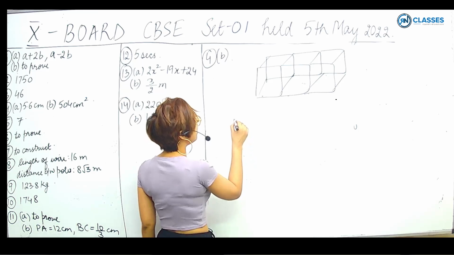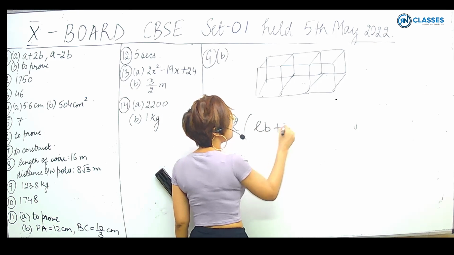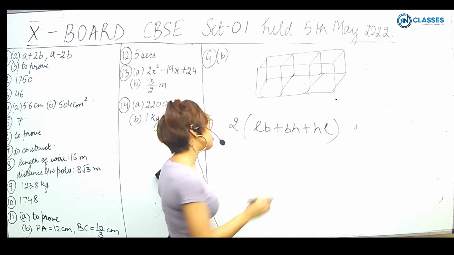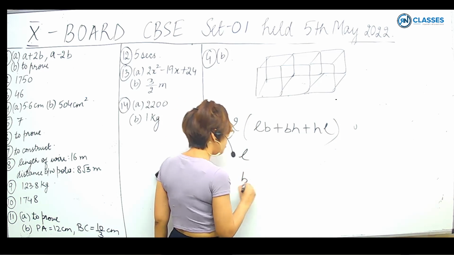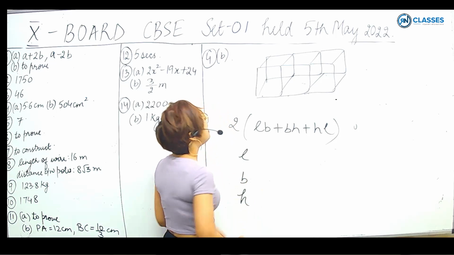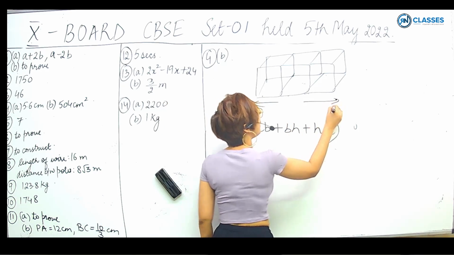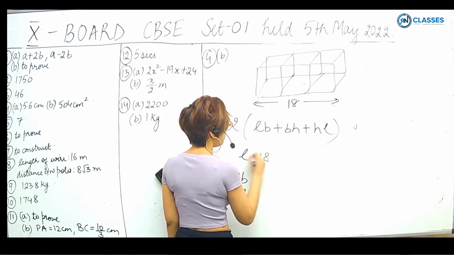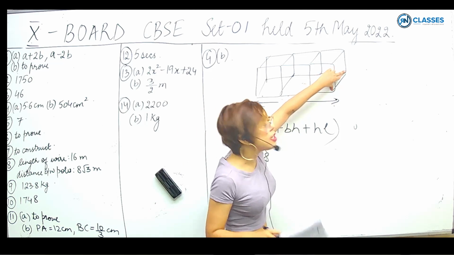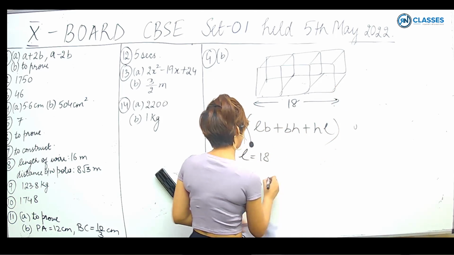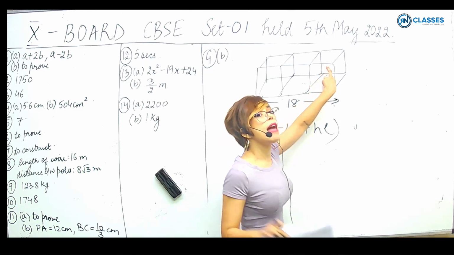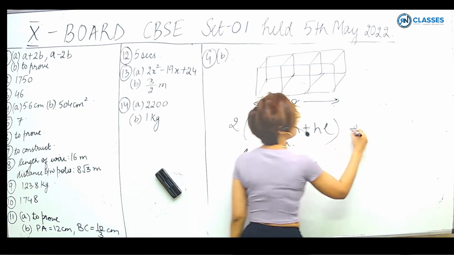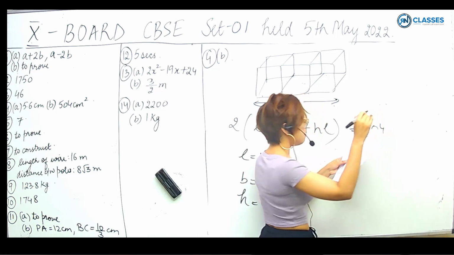Total surface area of the cuboid is 2 into (LB plus BH plus HL). So if I want to find the total surface area, I am interested in the length, breadth, and height of the cuboid. Length, as in this much, right? This is 6, this is 6, this is 6. The length is 18. Breadth, that means this length, which is the same as the breadth of the cube, which is 6. And height is the same as the height of the cube, which is 6. Just substitute these values and you'll get the answer as 504 centimeter.